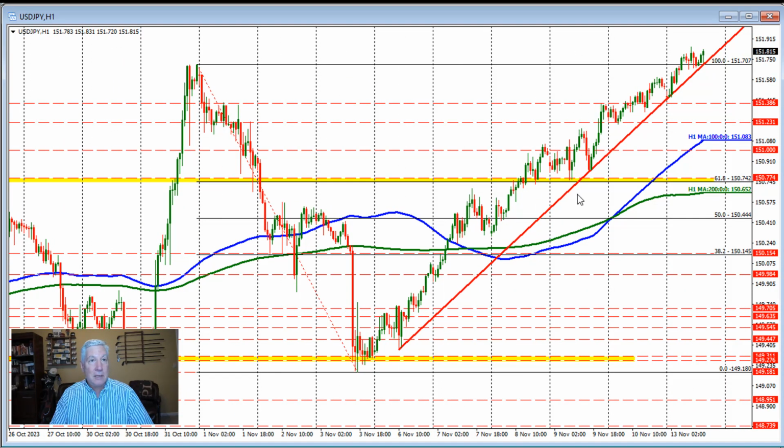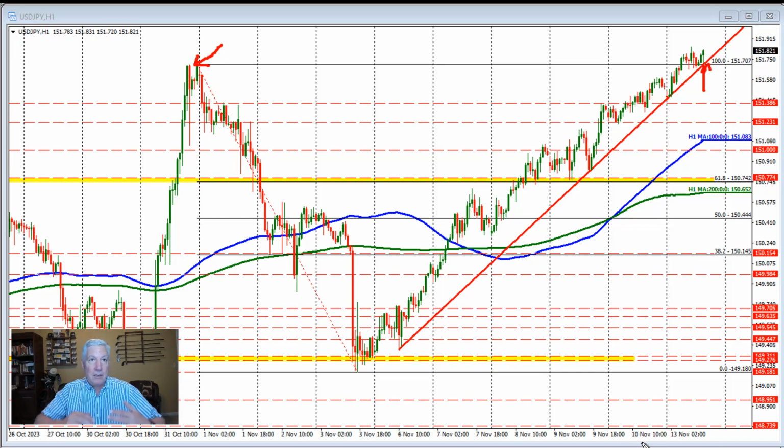Taking a look at the dollar versus yen, this is the hourly chart, and as you can see, in the early hours the price did move lower in trading here today, but found some support buyers against this trend line, and we are continuing to find support buyers here against that trend line, which also happens to correspond with the high price going back to the end of October, right through here at 151.70.